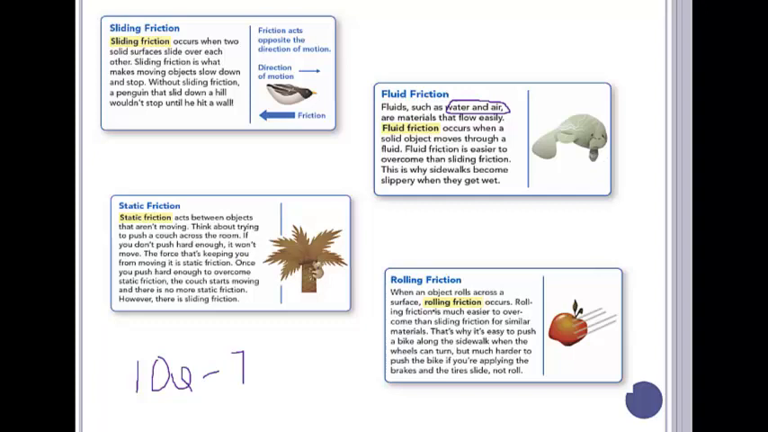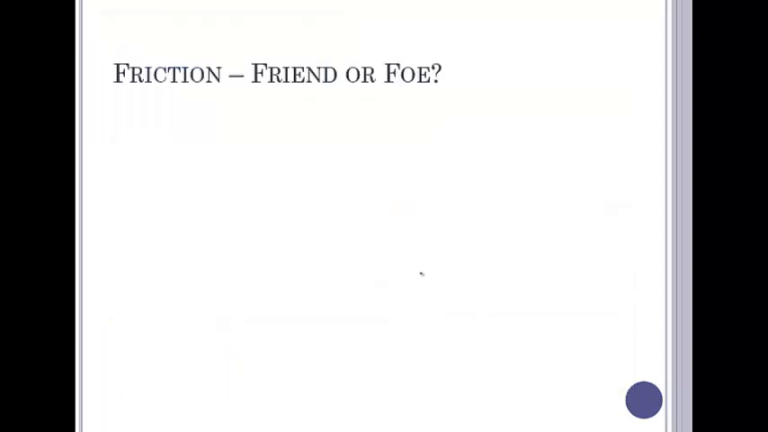The last one is the easiest one to overcome, and that's rolling friction. So anytime that you have wheels or anything that rolls like ball bearings, that's going to be rolling friction. And that's the easiest one to overcome. That's why a lot of times when you're moving heavy furniture, you're going to use something that has wheels because it's going to be easier to move.